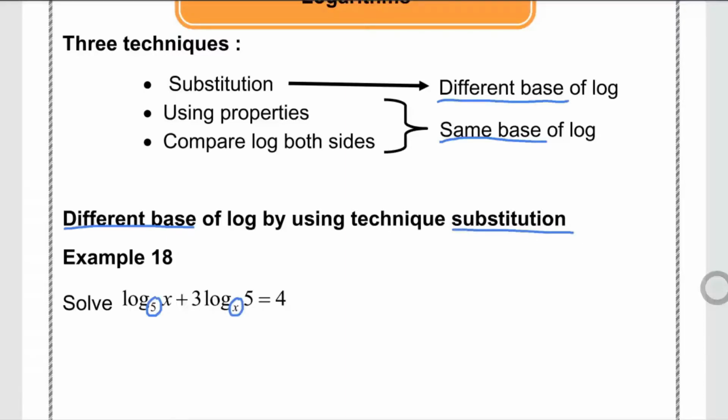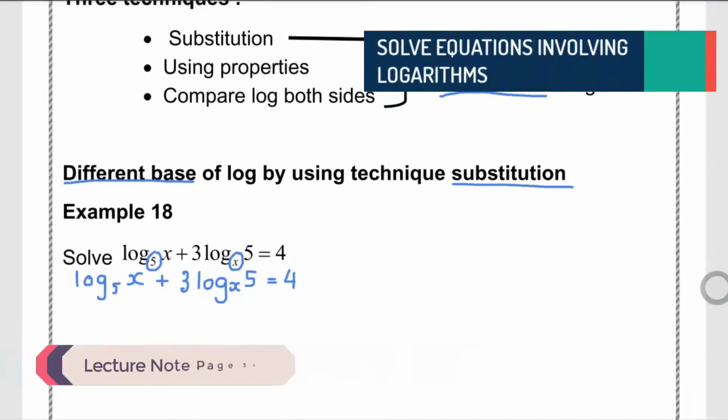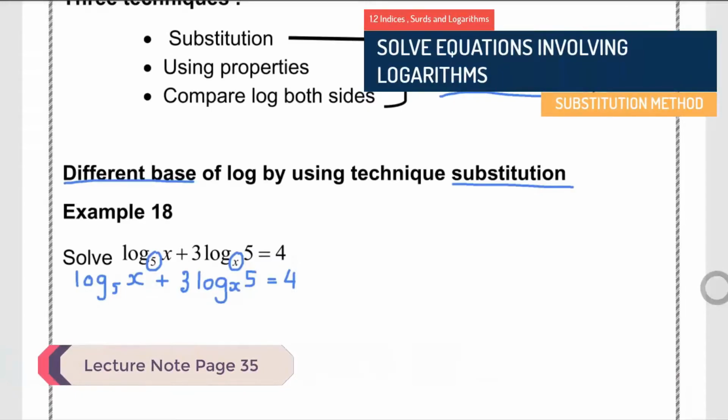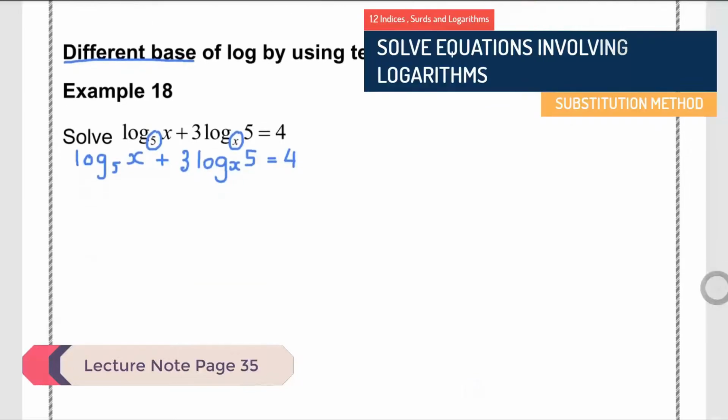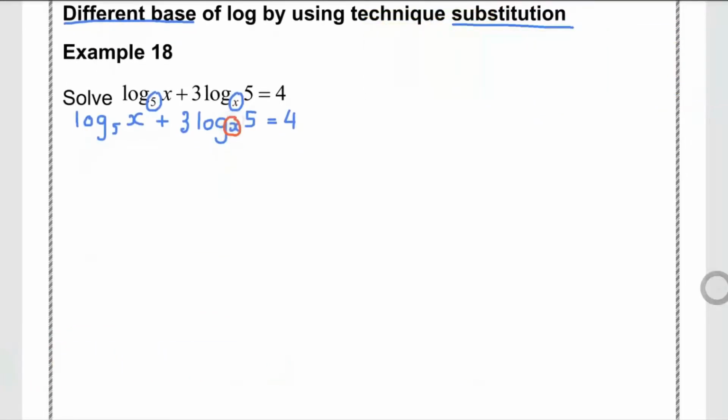So let's look at the solution. First, rewrite the question. Log x base 5 plus 3 log 5 base x equals 4. Since the bases are not the same, we are going to make the bases the same. So we will change log 5 base x to base 5. So step 1 is to change the base.